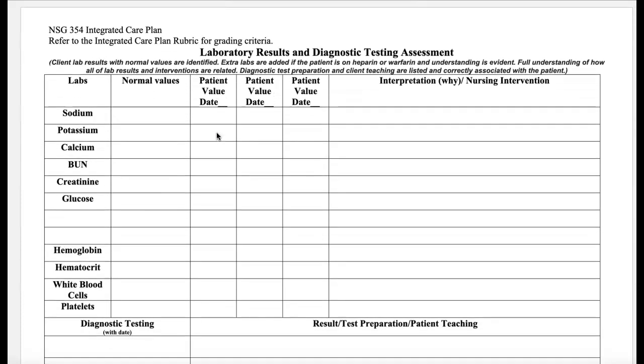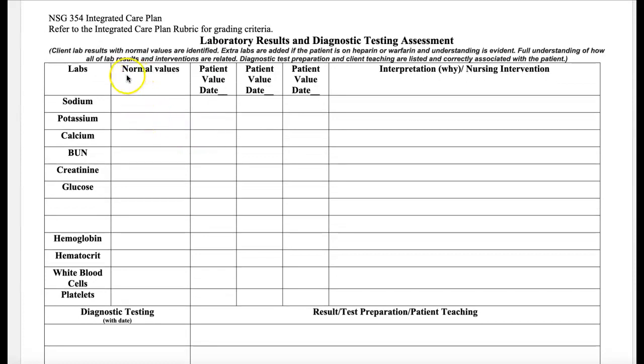Now on the labs, you can either fill in the normal values that we learned earlier this semester, or you can write down the ones from the hospital. I don't have a preference on that. Again, you could double check with your clinical faculty member who will be grading it. And then the patient values, make sure that you're trending that data.